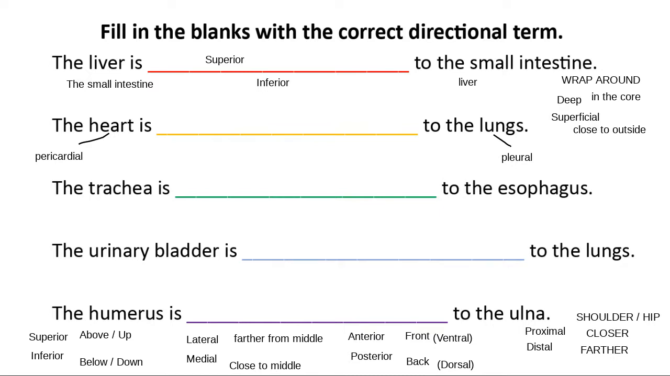So this is why we've got to read our sentences slowly. And I'd recommend too putting in your normal word or your definition word into the sentence first. So when we make a comparison, the liver is above the small intestine. If I know what word goes in here, then I can connect that to my anatomy directional term. So the liver is superior to the small intestine, or the small intestine is inferior to the liver.